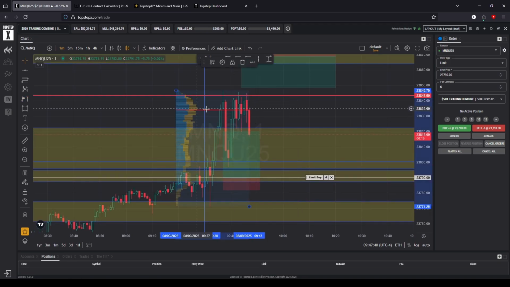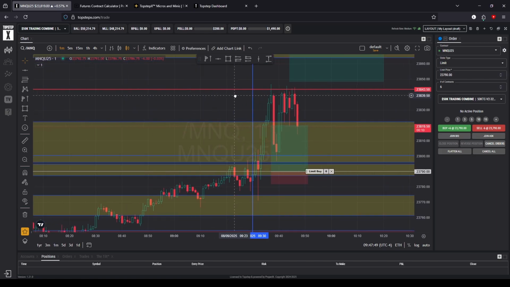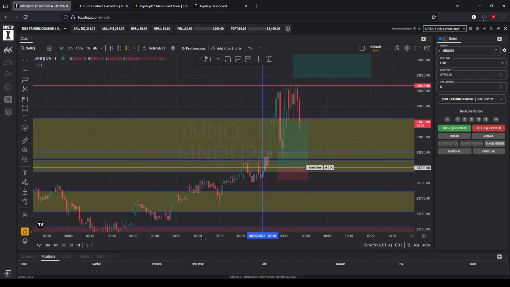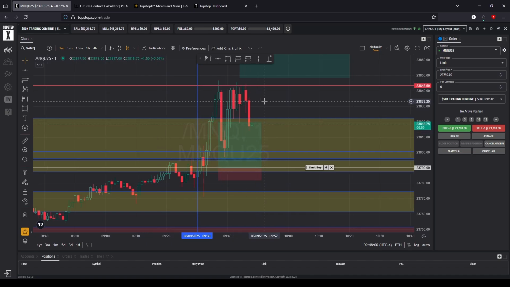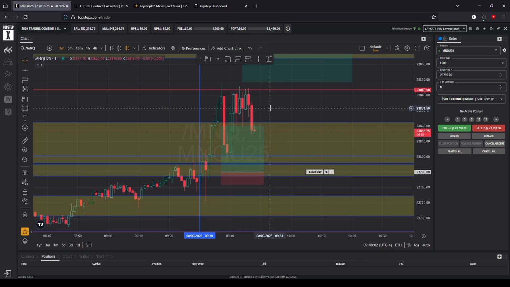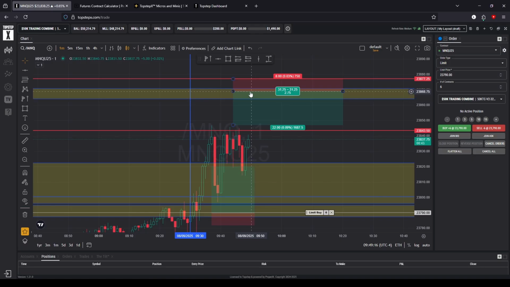Drawing volume profiles with this small amount of data does not really help that much, so that's why I do it from the start of the day as a minimum, or if it's an area where price has not been before, then I'll draw it from the last available time or location that the price has gone to. I am really considering taking this trade right here.